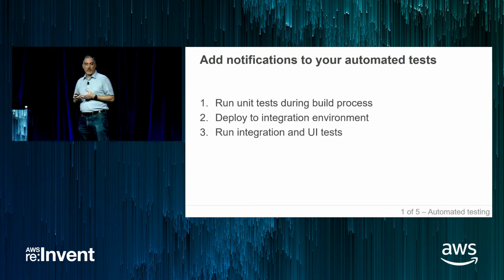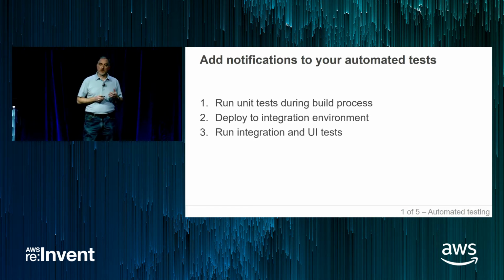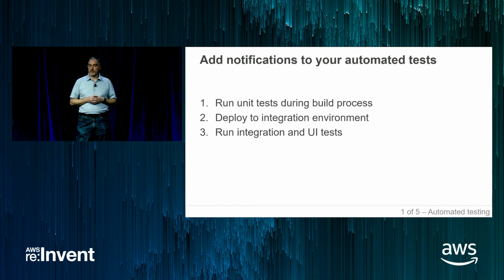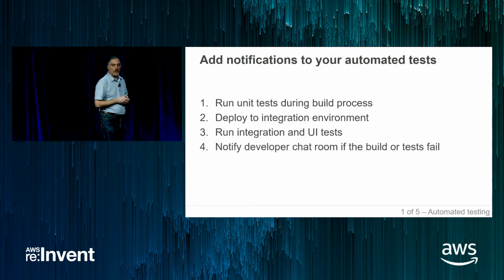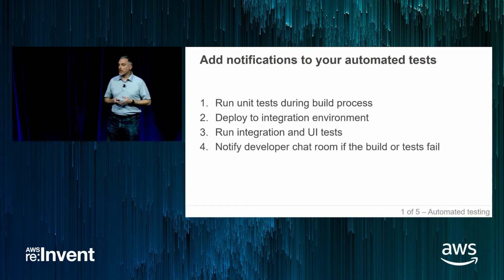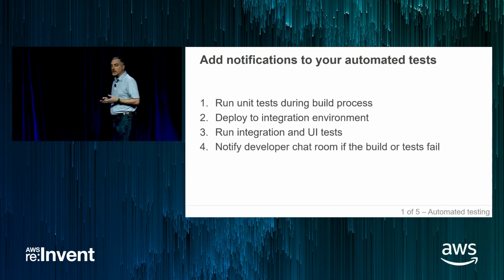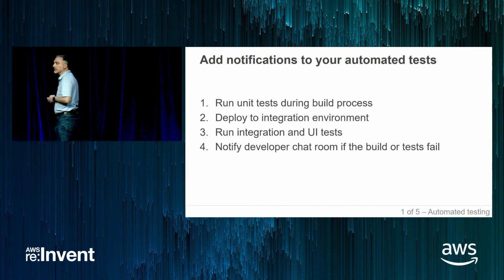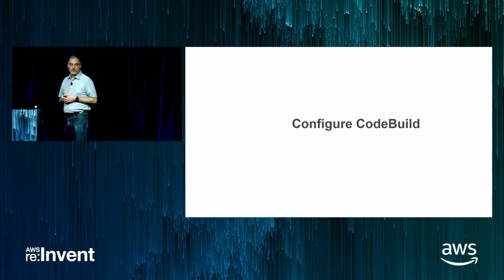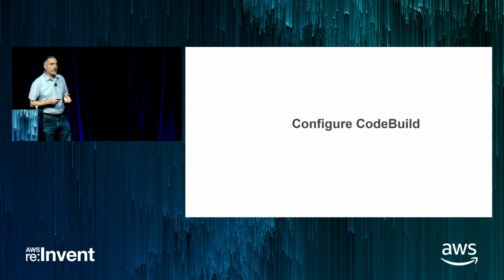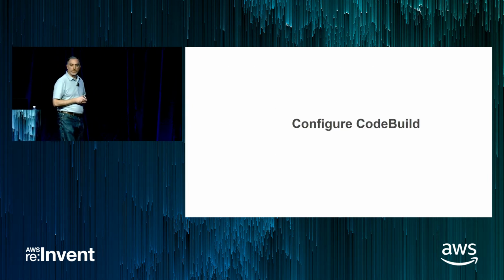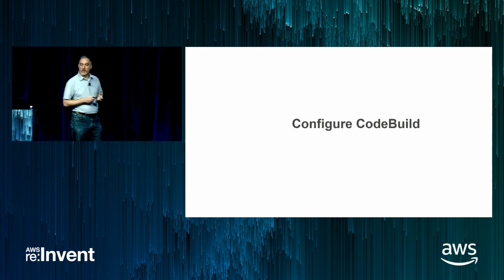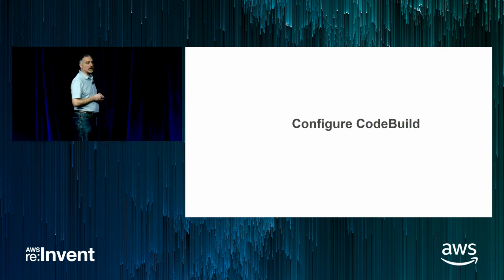The integration environment then can be used to test multiple software components together and to run other automated tests like UI testing. If any of those automated tests fail, the development team can be notified in their chat room immediately to rectify the issue. So let's look at how we can utilize CodeBuild as our container for building our software and running our automated test executions.